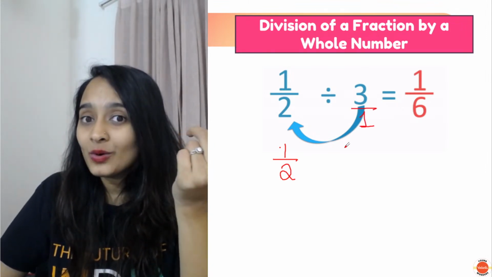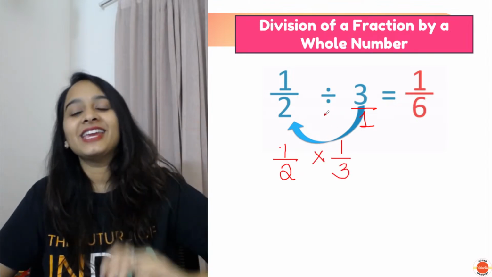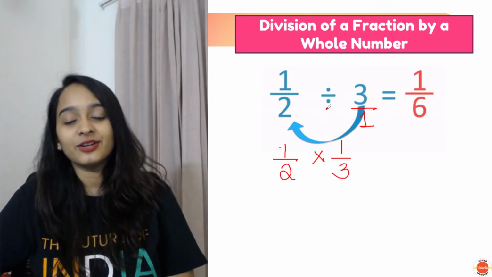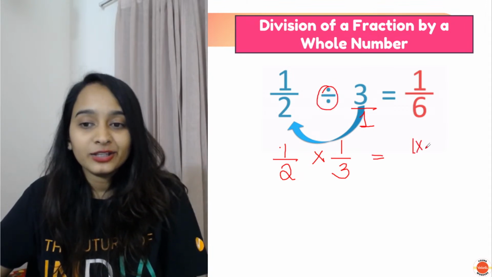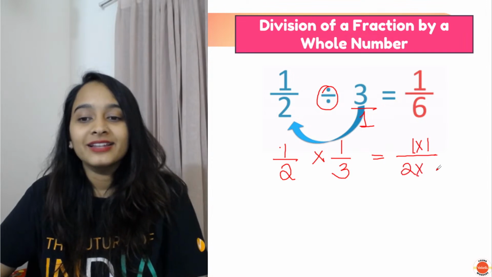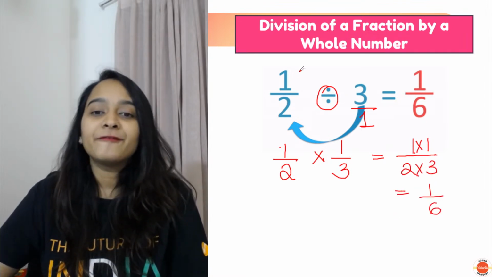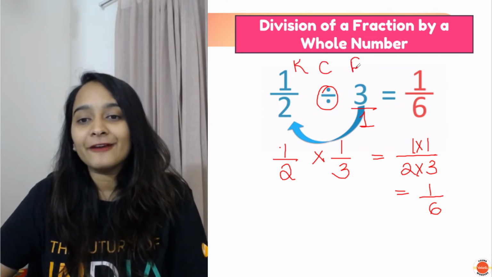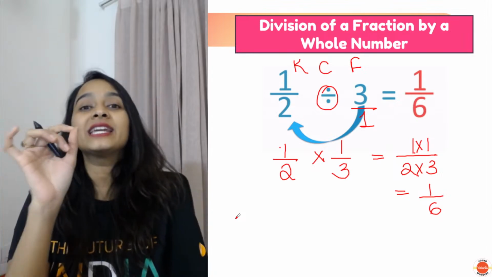So what will its reciprocal be? 1 by 3. And then change the division sign to multiplication. Multiply the numerator with the numerator, denominator with the denominator. Follow the KCF rule. Everyone knows KFC, right? So follow the KCF rule.